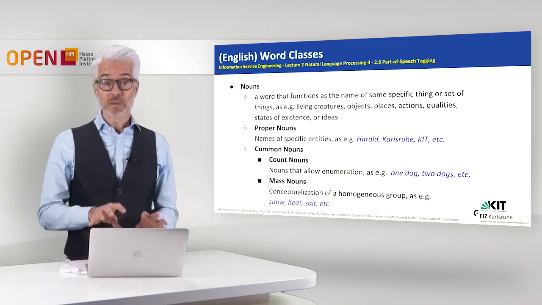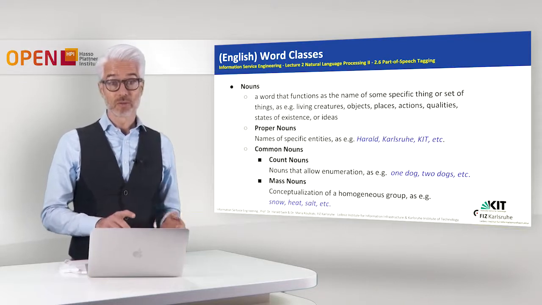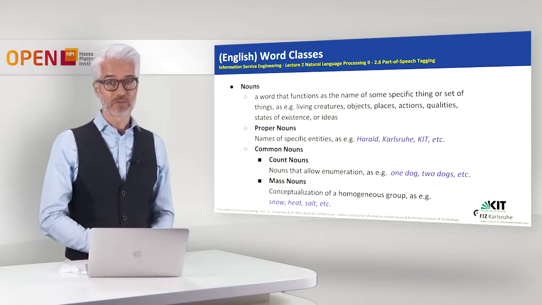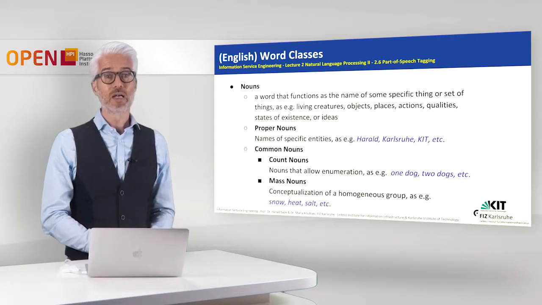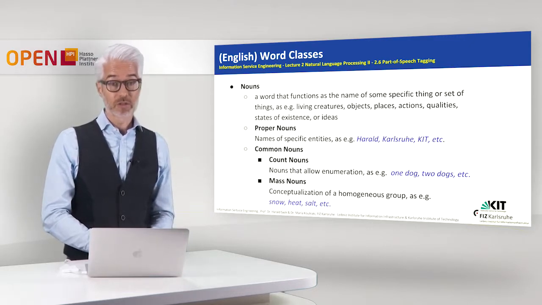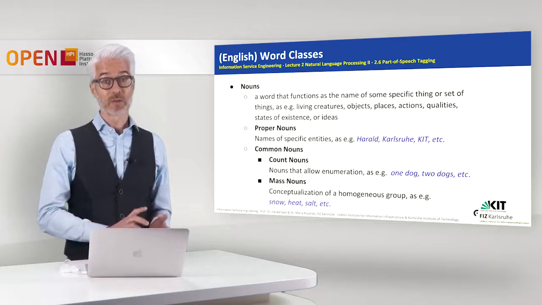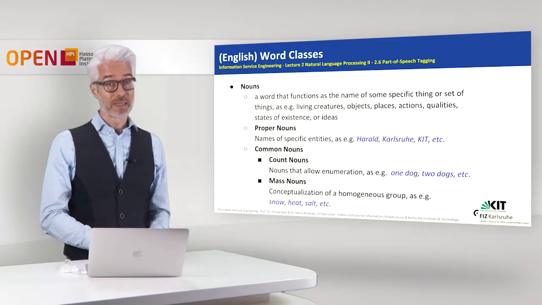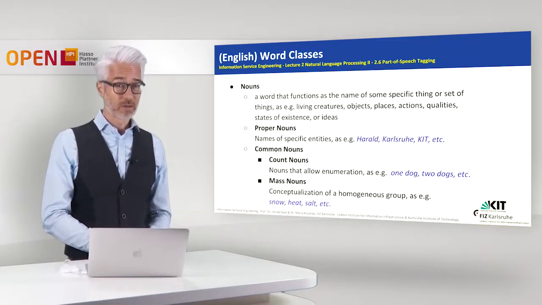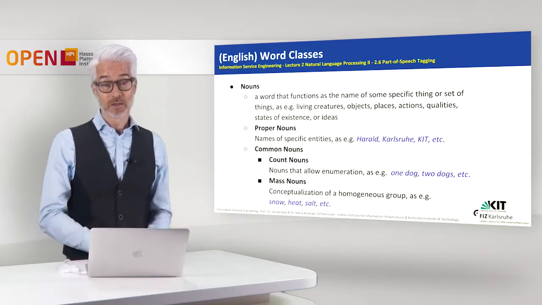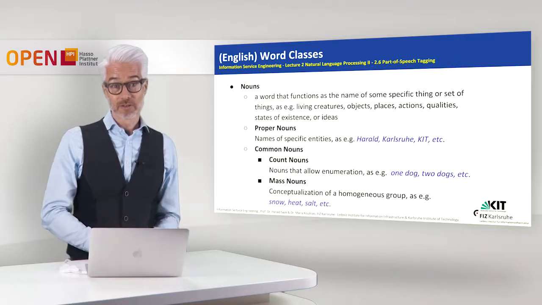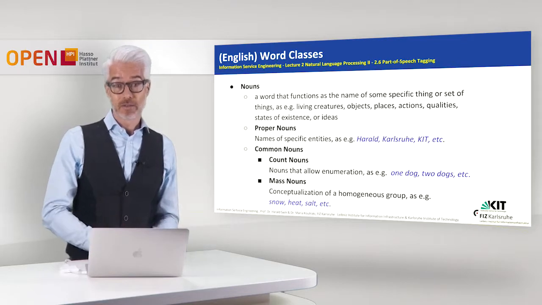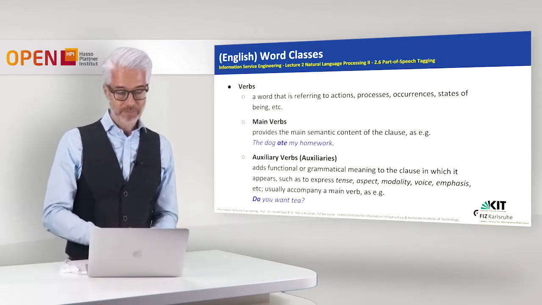Among the common nouns we furthermore distinguish count nouns, so nouns that allow any kind of enumeration, like for example the dog. We have 1 dog, 2 dogs, 3 dogs. Other nouns don't allow an enumeration, and these are so-called mass nouns. These are conceptualizations of a homogeneous group. For example, snow. It doesn't make sense to say 1 snow, 2 snow, 3 snow, at least only if Snow denotes somebody like Jon Snow. But of course the snow is uncountable, so it's a mass noun. Like heat, salt, etc.